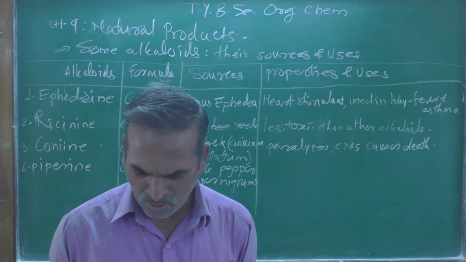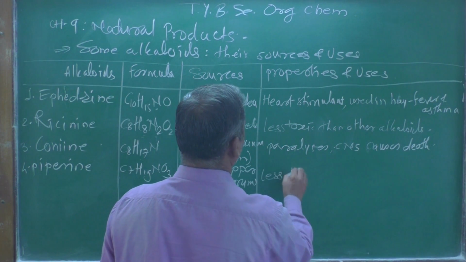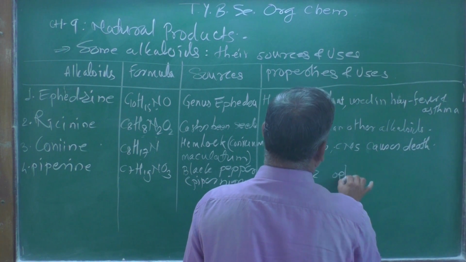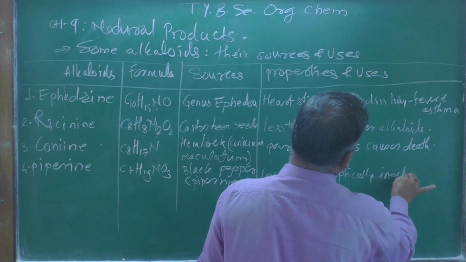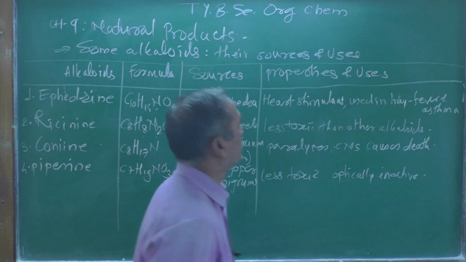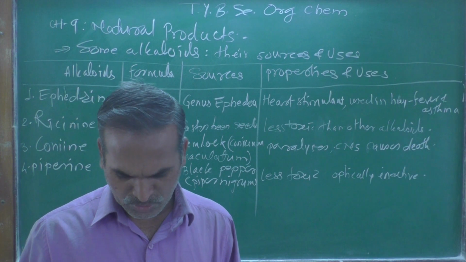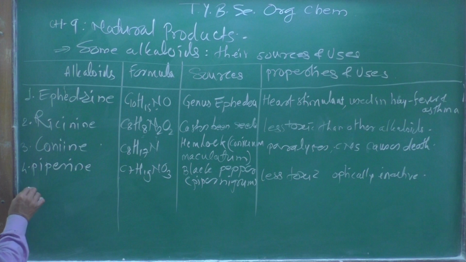Less toxic, optically inactive. It is less toxic, optically inactive. These are the properties of this alkaloid. And now let us look at the fifth one. Fifth one is nicotine.